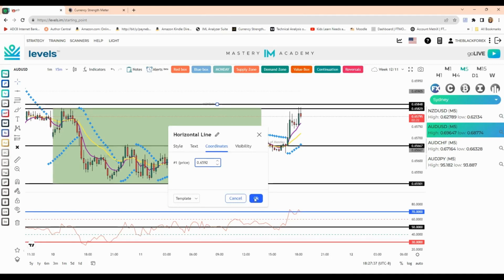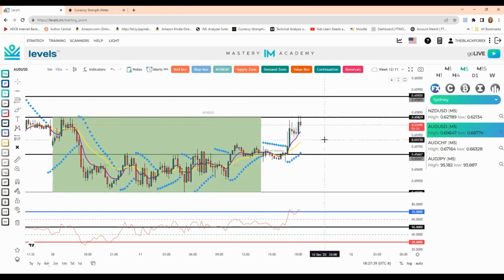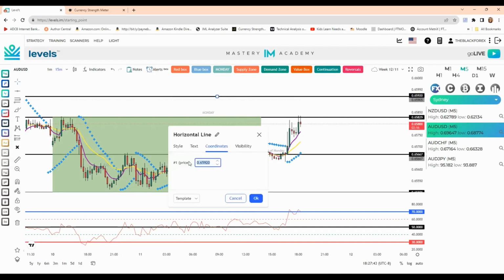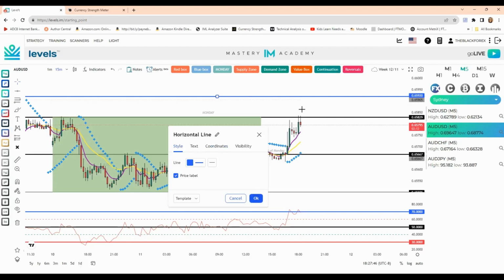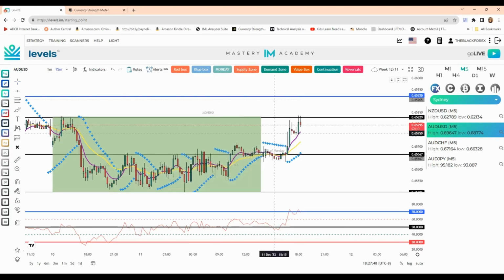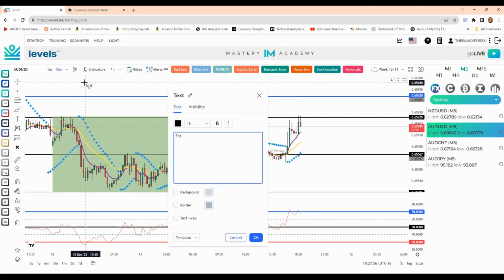Okay. So we're going to be looking to get in this trade for a buy right around here. I'm going to make that blue because this is my buy entry. 10. Let me put that on here so you guys have that reminder. Entry is 10 pips on FRX pairs.